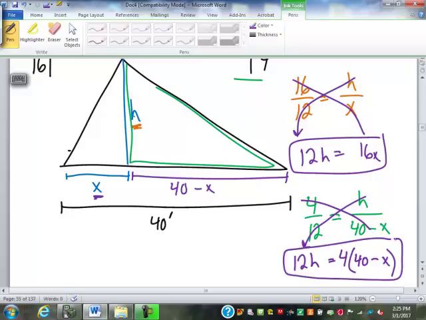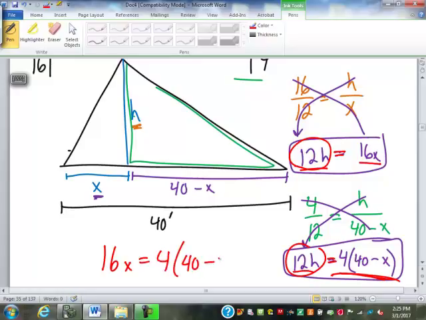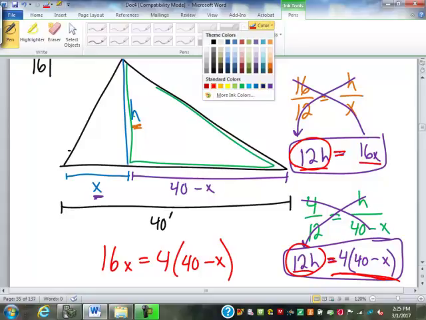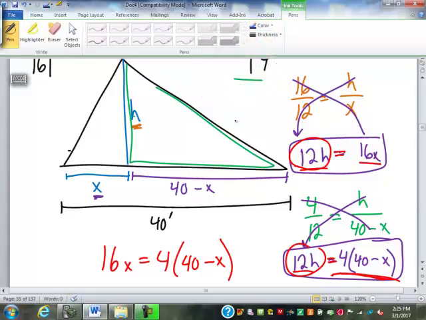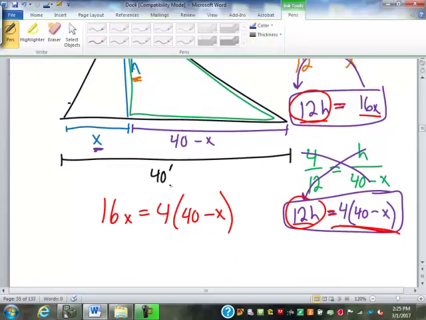So looking at this, we have two equations, but both equations have 12h equal to something in them. So if 16x is equal to 12h and 4 times (40 minus x) is equal to 12h, then they must be equal to each other. 16x must be equal to 4 times (40 minus x). So now if that's the case, I can solve for x.